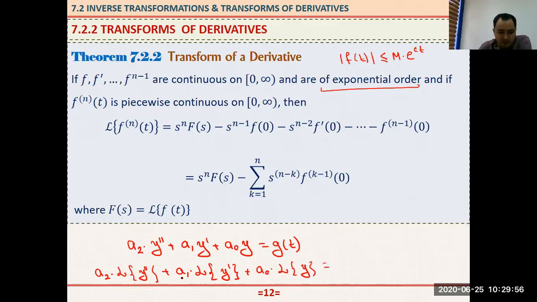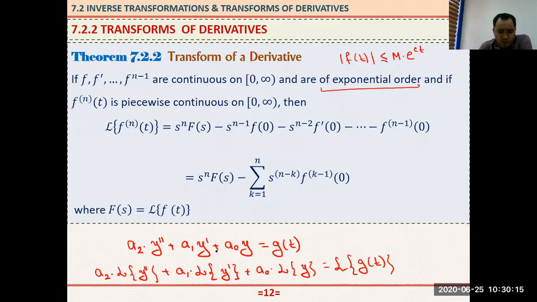I'm writing that separately because this transformation is linear, right? We're just using the linearity property of the Laplace transform. On the right hand side, we also have the Laplace transform of this g of t.